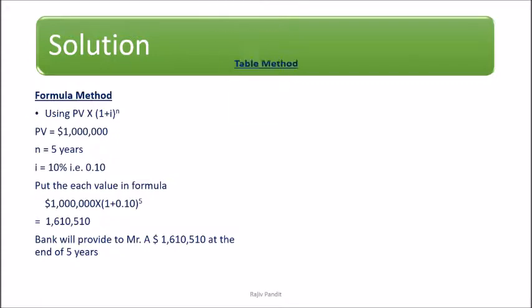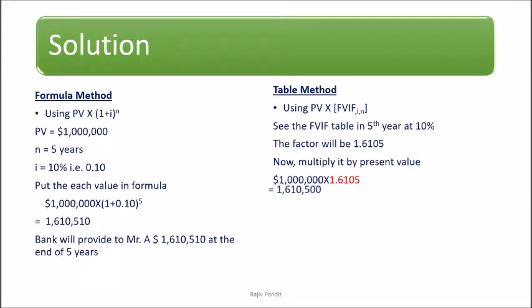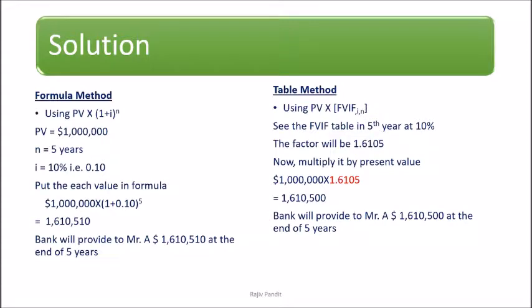Let's turn to the table method, using PV times FVIF in nth year at I%. We see the FVIF table in the fifth year at 10%. The factor will be 1.6105. Now multiply it by the present value and we get 16,10,500 dollars. Now we can say that the bank will provide Mr. A 16,10,500 at the end of the fifth year.